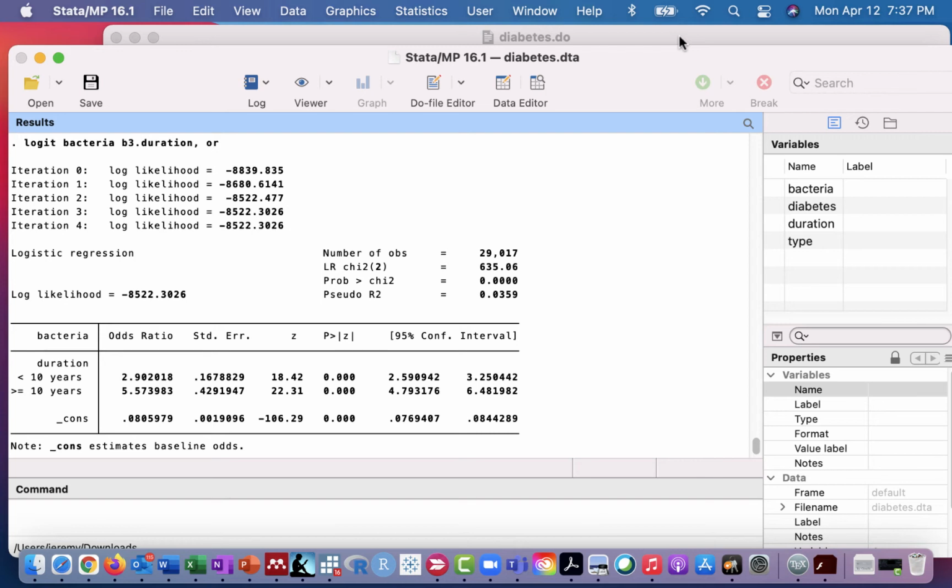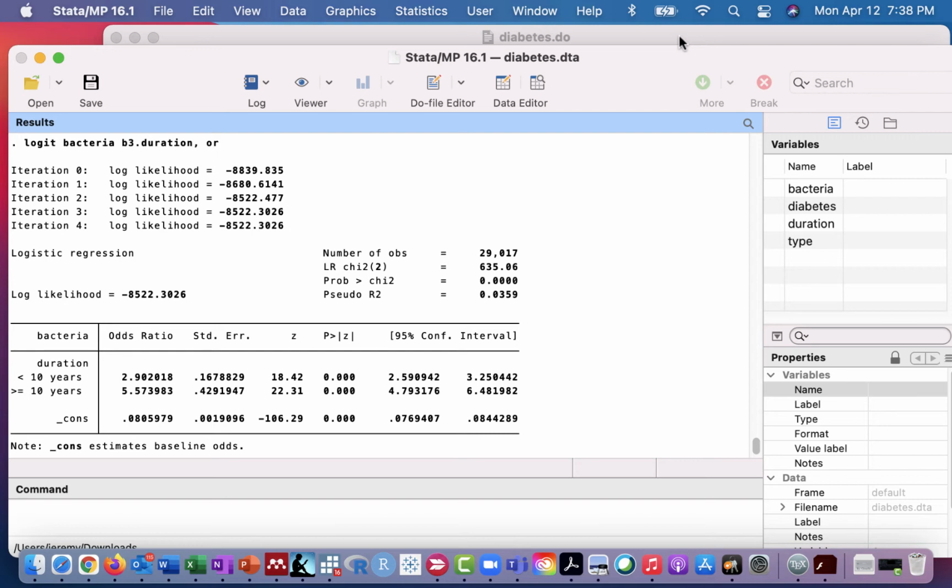So if you've had diabetes for less than 10 years, you're 2.98 times more likely to have the bacteria, to have COVID, than if you have not had diabetes. Again, this is comparing them to no diabetes. So 2.9 times more likely if you've had diabetes for less than 10 years, and 5.57 times more likely if you've had diabetes for greater or equal to 10 years.